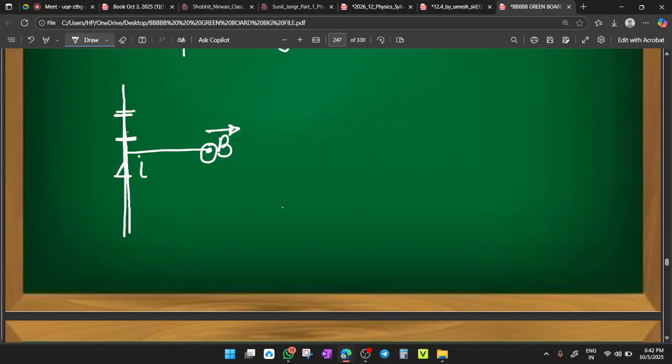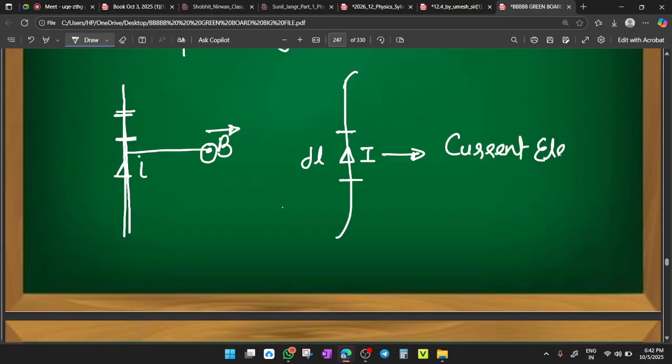So consider a current element. Why? When there is a wire of infinite length, and you consider the length of a very small element as dl carrying the current I, then this element having the current I is called a current element. Okay, current element. This current element is different from the current element here. Yes, see here. Why?